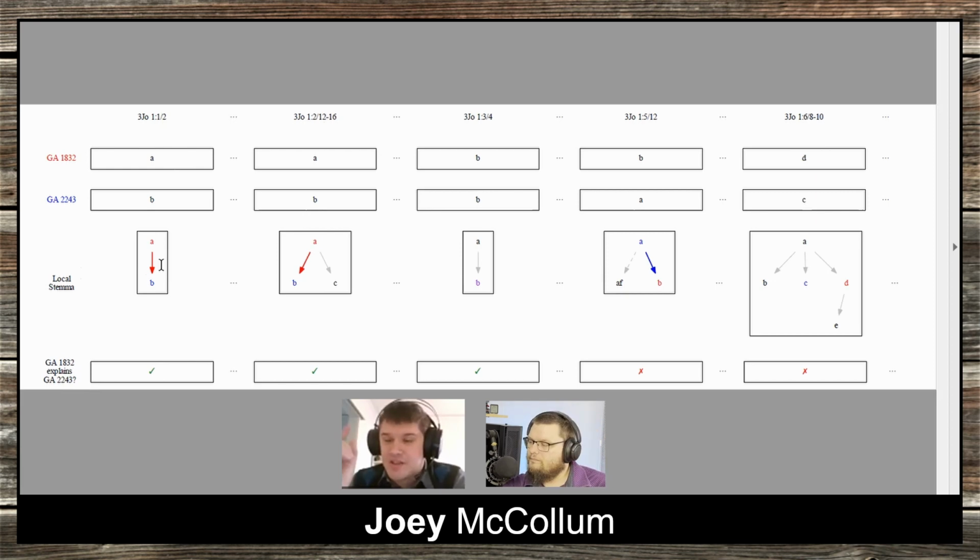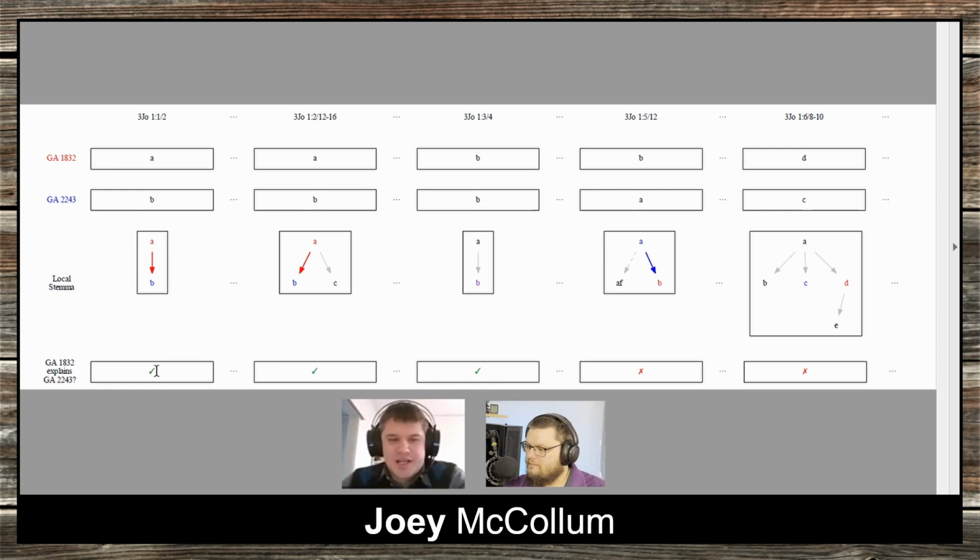either their readings agree at that variation unit, or the reading of the first witness has an arrow pointing down to the second witness's reading at that unit. So basically it says you either agree on the same reading or you gave rise to the reading that the other one has.